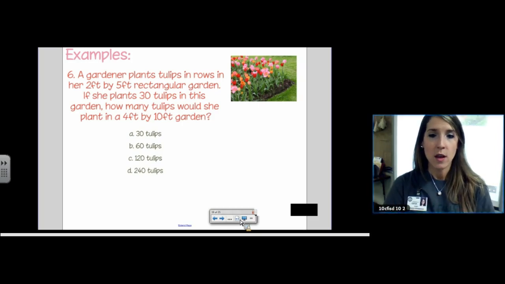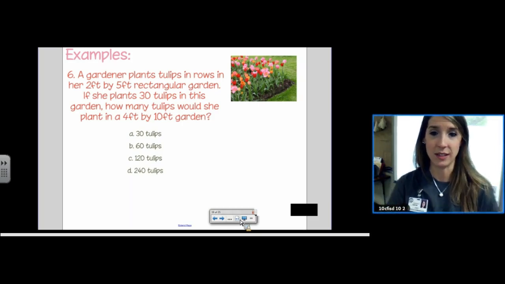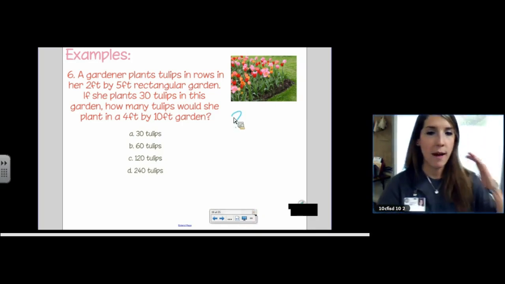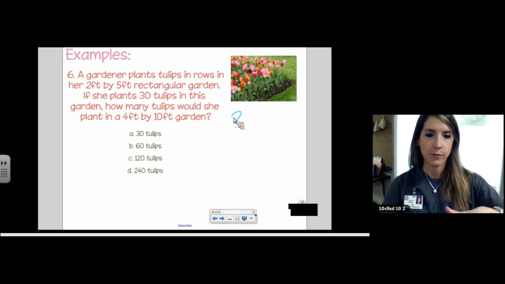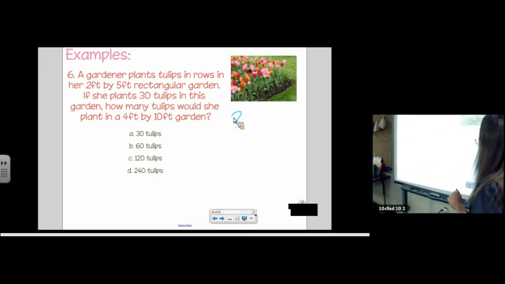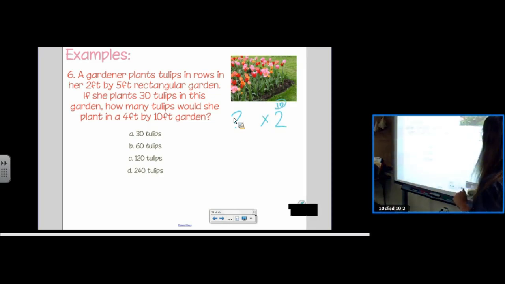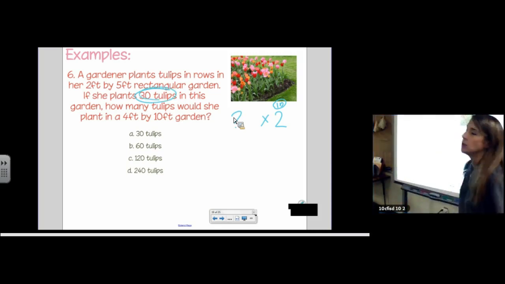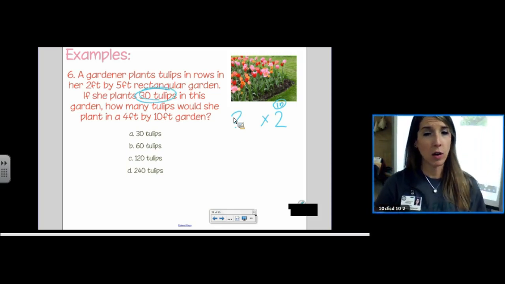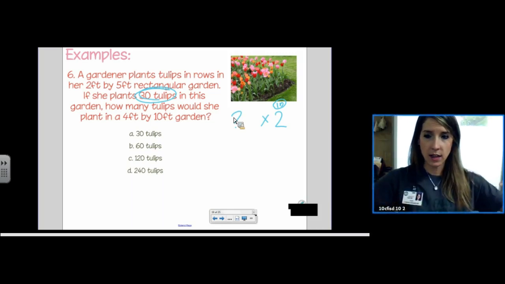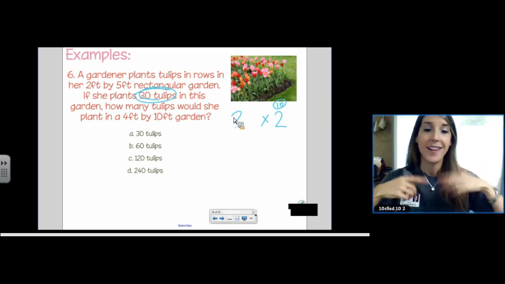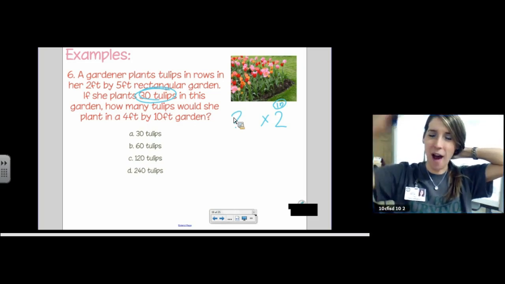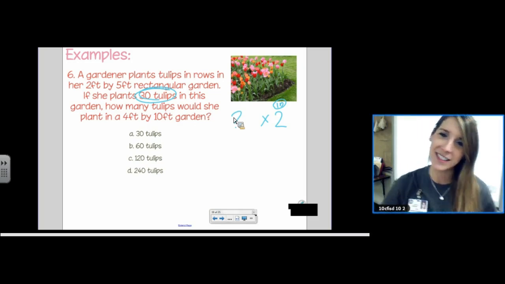Let's start with finding out what happened to the dimensions. What happened to the dimensions? 2 by 5 became 4 by 10. Good. They were doubled. The dimensions were times 2. That's 1D. Now, she's planting the tulips in rows. So is that a 2D thing or a 1D thing? Is it going along the edge? Is it perimeter? No, it's area. No, not 3D. She's not planting them high. She doesn't have different levels.